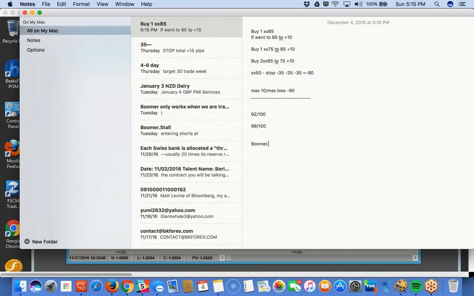Now, before I go on, I have to tell you that all of these strategies are only applicable, and I only trade these, on just the majors: on euro dollar, on dollar yen, on pound dollar, on Aussie dollar.